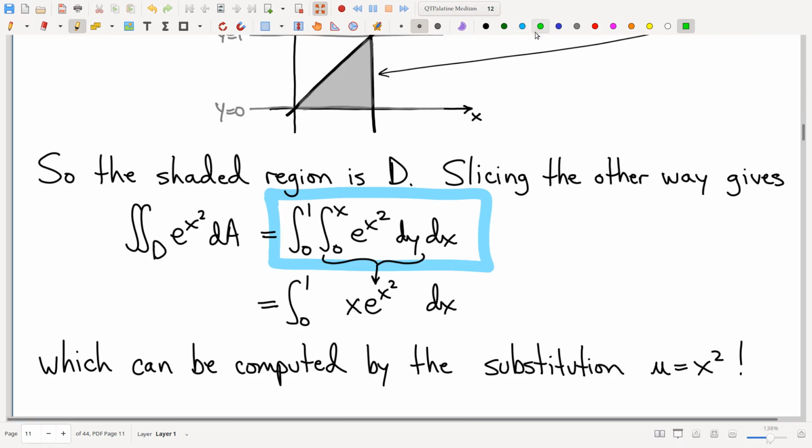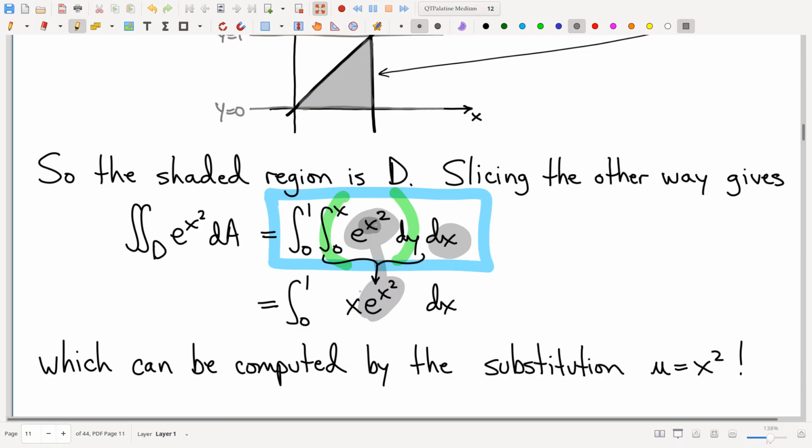Let's look at the inside integral. I still have e to the x squared, but now keep in mind y is the variable. The outside variable, x, is a constant. That means all of that is a constant. We're just looking at an integral of a constant between 0 and x. And so we get this as our new integrand.